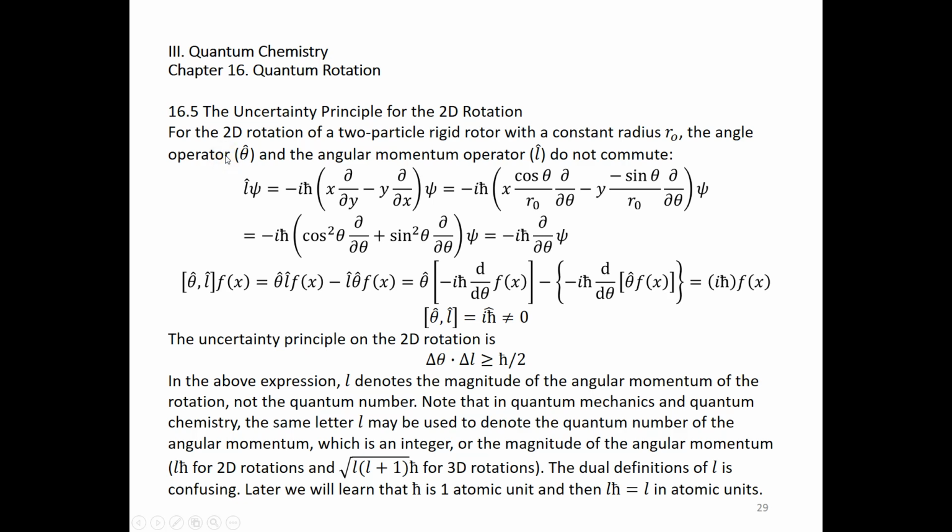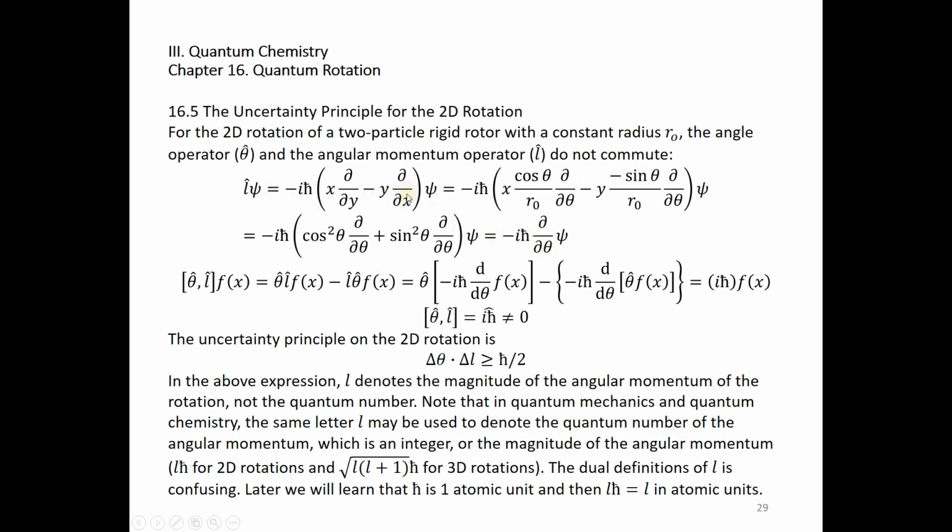Chapter 16, Quantum Rotation, Section 16.5, the uncertainty principle for the two-dimensional rotation. For the two-dimensional rotation of a two-particle rigid rotor with a constant radius r0, the angle operator theta and the angular momentum operator L do not commute. We can prove this. The angular momentum operator is simply negative i h-bar ∂/∂θ.